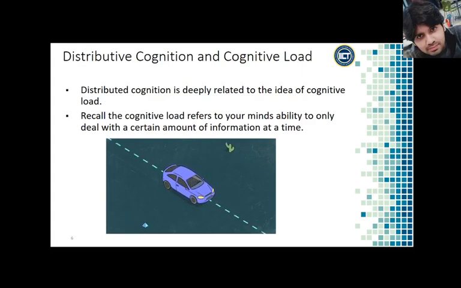A GPS is a way of offloading one of the tasks, navigation, onto another system, and thus your cognition is now distributed between you and the GPS. Turn on cruise control and now it's distributed across the car as well. You're offloading the task of tracking your speed to the car. Every task you offload to an artifact decreases your own personal cognitive load.